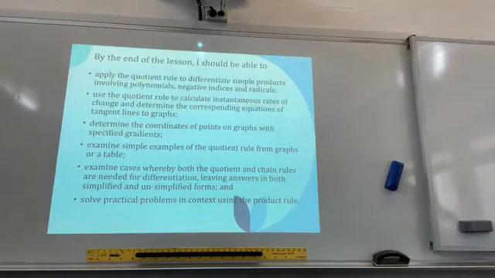Now, hopefully by the end of the lesson, you can apply the quotient rule to differentiate simple quotients involving polynomials, negative indices, and radicals. Use the quotient rule to calculate instantaneous rate of change and determine the corresponding equations of tangent lines to a graph. You should be able to determine the coordinates of points on a graph with specified gradients. Examine simple examples of the quotient rule from graphs or a table. Examine cases whereby both the quotient and chain rules are needed for differentiation, leaving answers in both simplified and unsimplified forms. And finally, solve practical problems in context using the quotient rule.